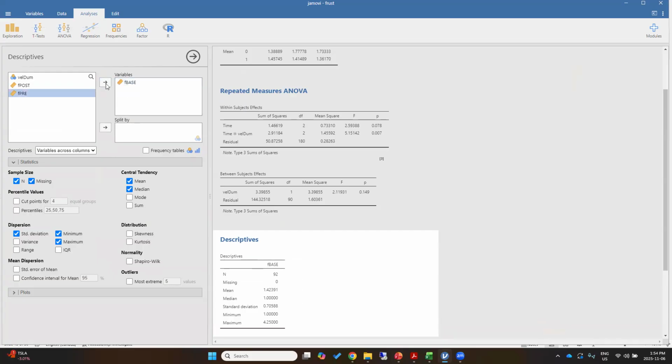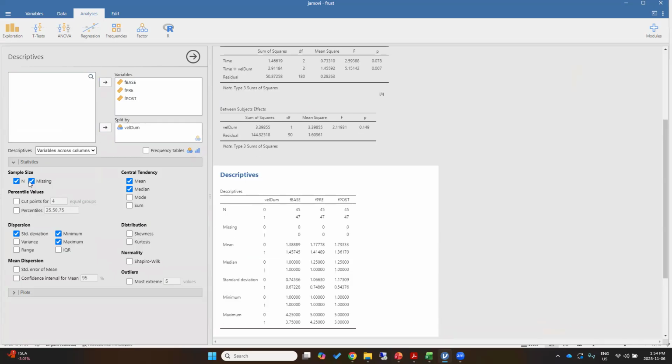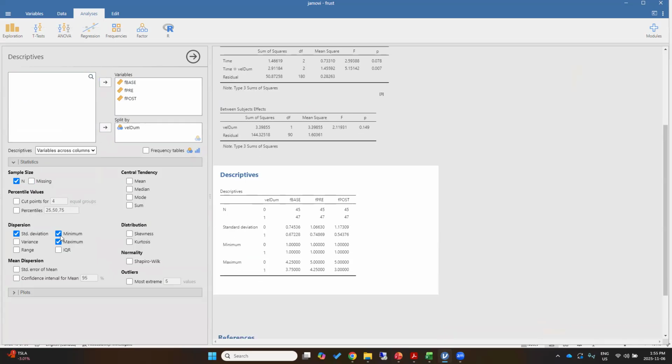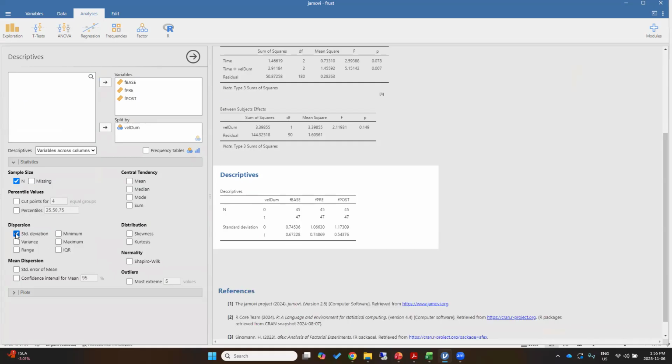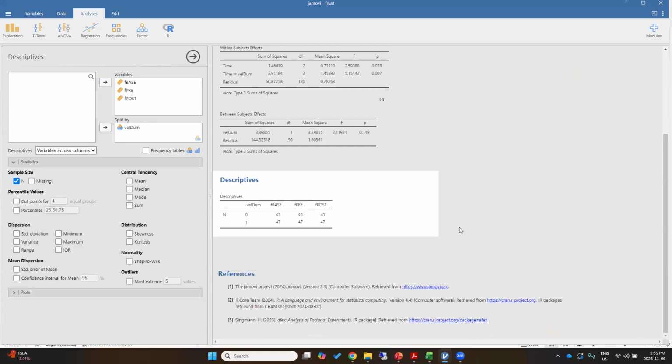There we go. Baseline, pre, post. And I want to split them by velocity condition. And in this case, I just want the n. So I'm going to unclick all these boxes. I just want the sample sizes. And I can see here that in the below referent condition, I had 45 people. And it's the same at every time period because I have the same number of people at each time period. No one dropped out of the study.